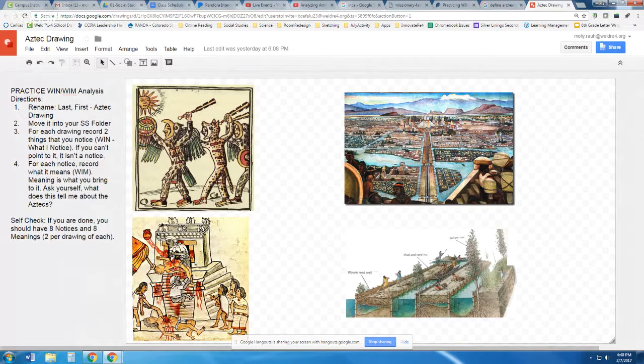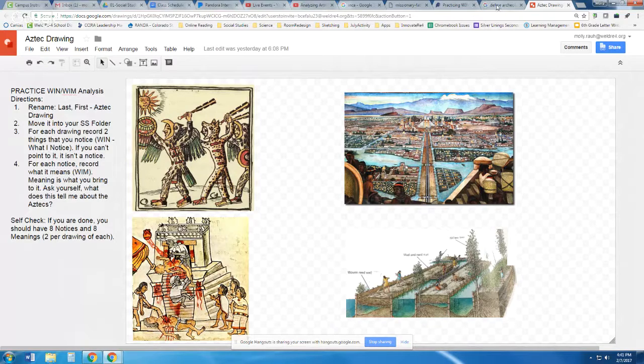So what does that tell you? So you're looking for, what does that tell me about the Aztecs? What does that tell you about what this guy does for a living? Okay, or maybe you pick something else out in the picture and decide what that tells you. So you're going to do 2 of those per drawing. So I notice this, it tells me this. I notice this, it tells me this. Okay, 2 things per drawing.